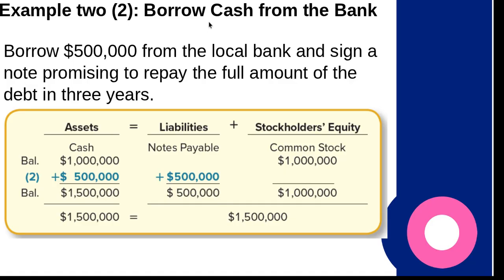Look at this example too. You borrow cash from the bank. Now, when you borrow money from the bank, definitely, borrow $500 from the local bank and sign a note promising to repay the full amount of money or debt in 3 years.